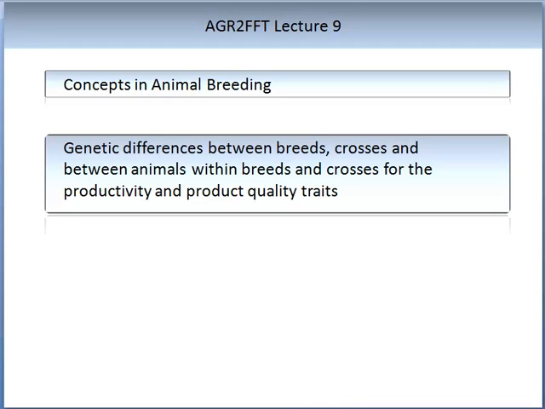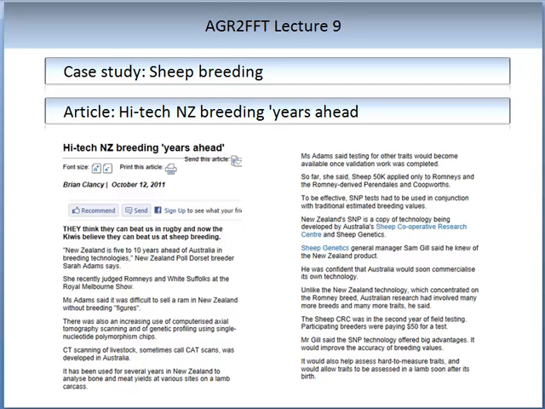There are some simple concepts in animal breeding: genetic differences between breeds, crosses, and between animals within breeds and crosses for the productivity and product quality traits. In order to explore these simple concepts, we are going to look at a suite of case studies. The first we shall look at is on sheep breeding. Please read the following article on high-tech New Zealand breeding years ahead. Please pause the lecture before continuing.